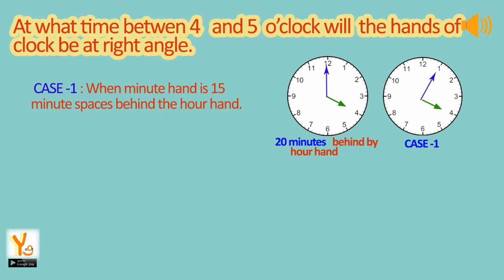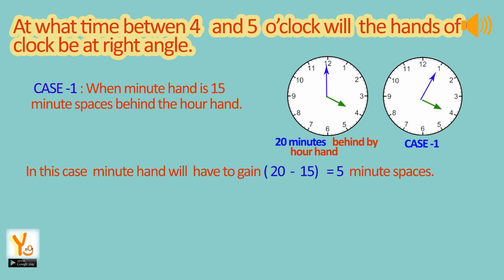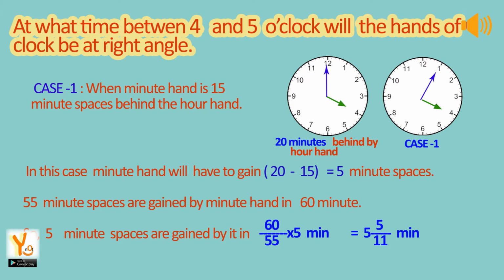Coming to case 1, when the minute hand is 15-minute spaces behind the hour hand. In this case, minute hand will have to gain 20 minus 15, that is 5-minute spaces. 55-minute spaces are gained by minute hand in 60 minutes. So, 5-minute spaces are gained by it in 60 by 55 into 5 minutes, that gives 5 by 11 minutes. Therefore, they are at right angle at 5 by 11 minutes past 4.